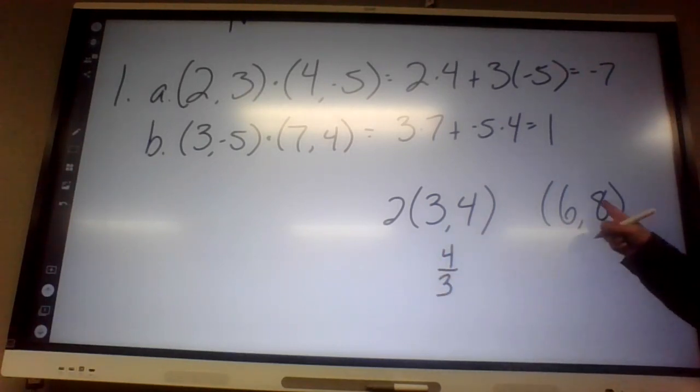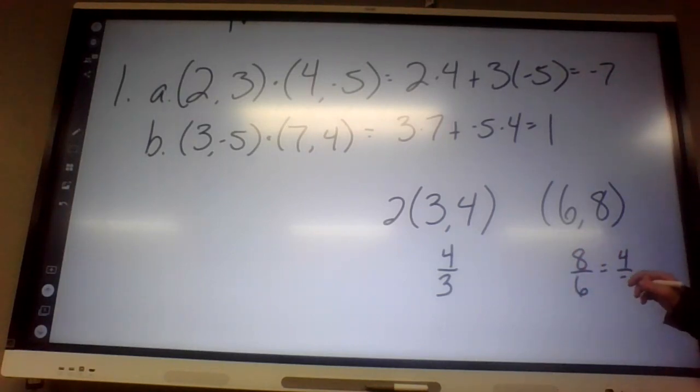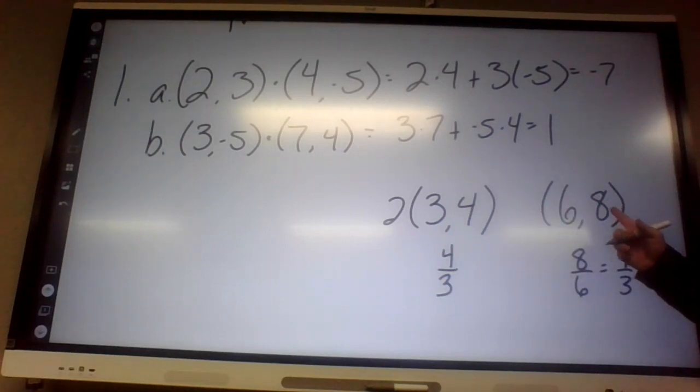That's the slope of the line. This one would be 8 over 6. But if you reduce 8 over 6, it's the same slope. So these two vectors would be parallel. You can tell if they're perpendicular if their dot product equals 0.